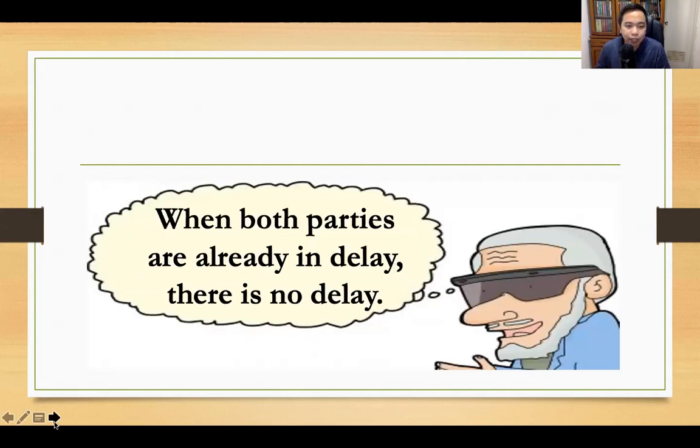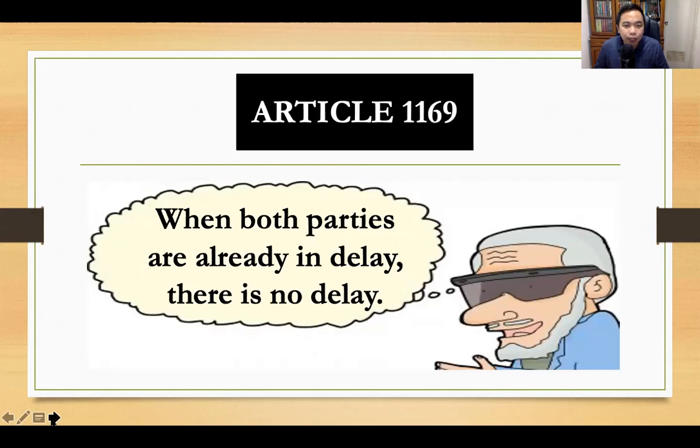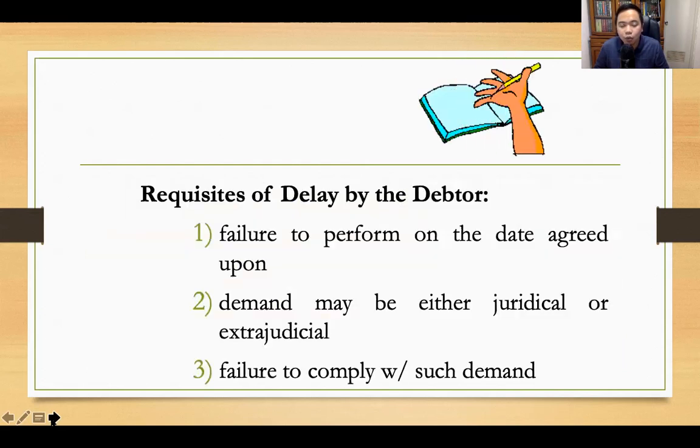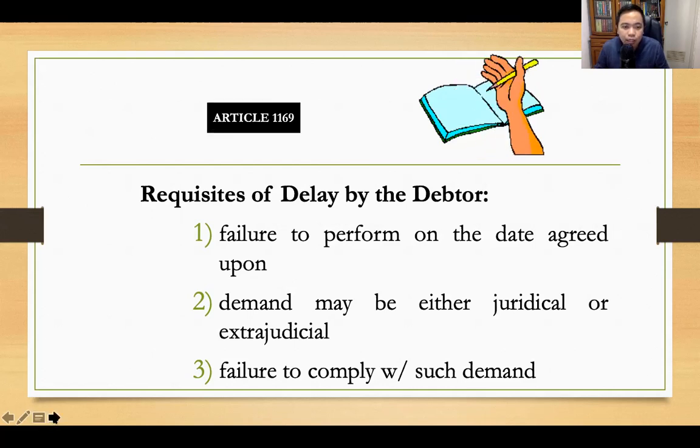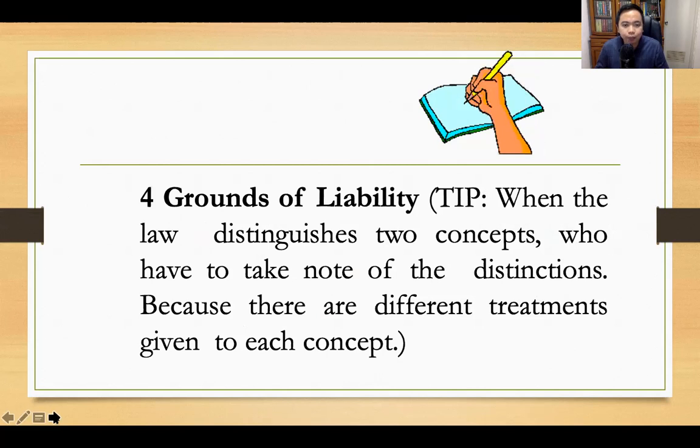When both parties are already in delay, there could be no delay. This is a rule of equity. For example, if both of you are in delay, then the law will treat it that there is no delay as between the parties. Parang negative, negative equals positive. The same equation. Requisites of delay by the debtor: there's failure to perform on the date agreed upon, demand made either judicially or extrajudicially, and the failure to comply with such demand.